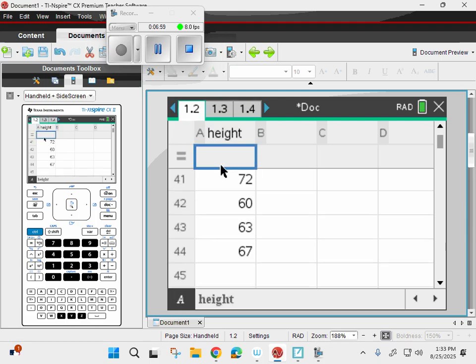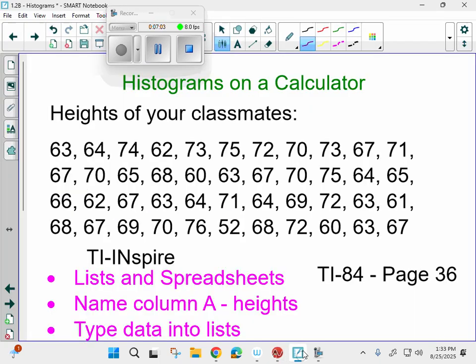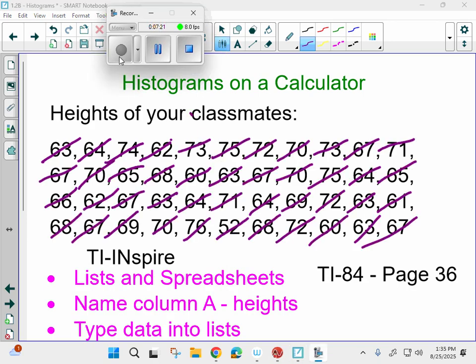That's blank. And then you're going to start plugging in the data, and I'm going to read it to you so we can all do it together. Are you ready? 63. 64. 74. 62. 73. I'm going to pause. Okay, are you guys ready?